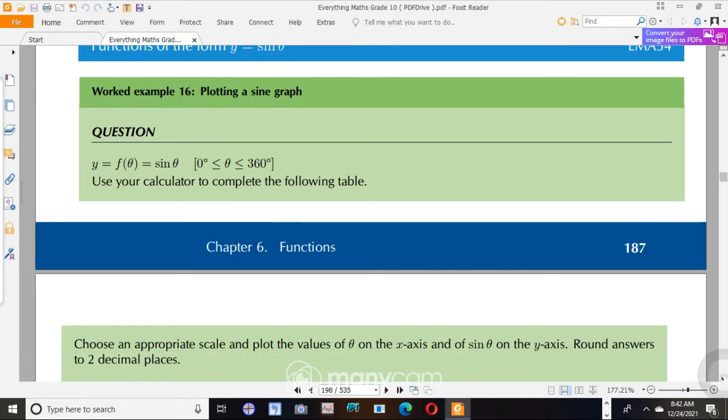Now let us see a question. To plot the sine graph, y is equal to f of theta is equal to sine theta, for 0 is less than or equal to theta, theta is less than or equal to 360 degrees. Use your calculator to complete the following table.